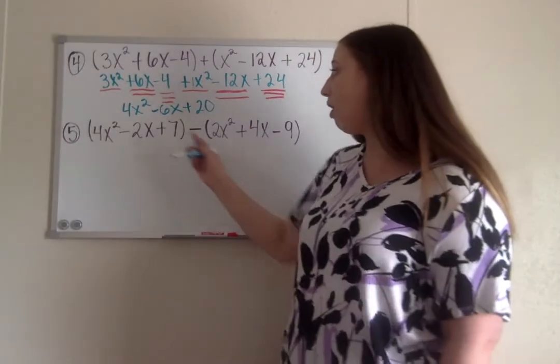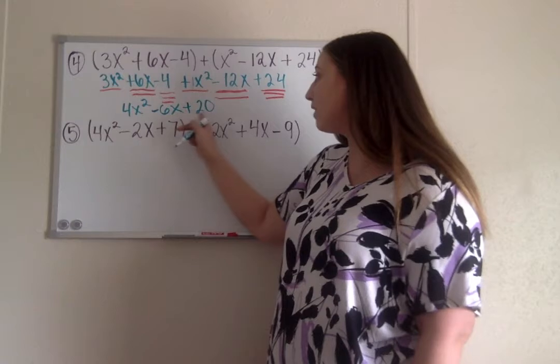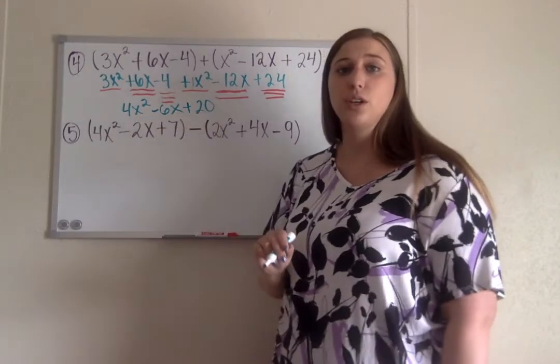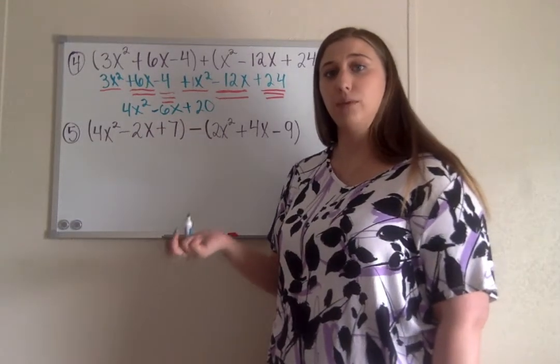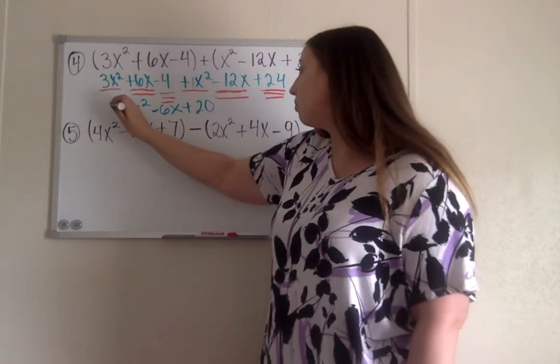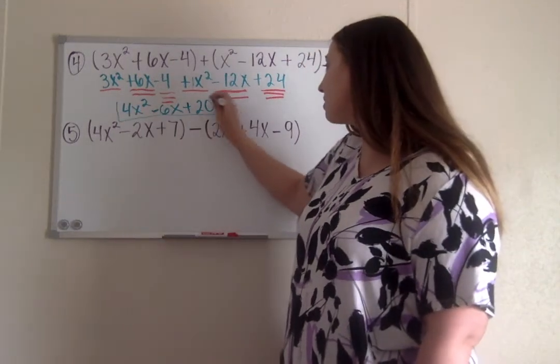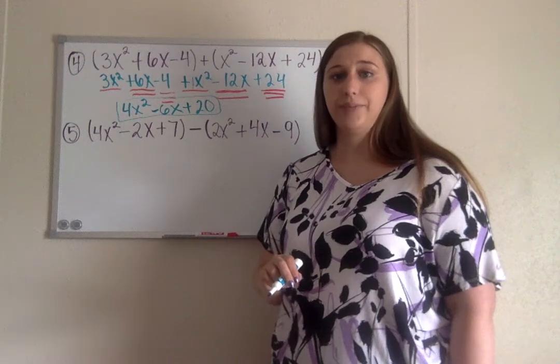And again, now all of our variables are different. These are all different terms, so that is as simple as our answer can be written. So that is our answer, 4x squared minus 6x plus 20.